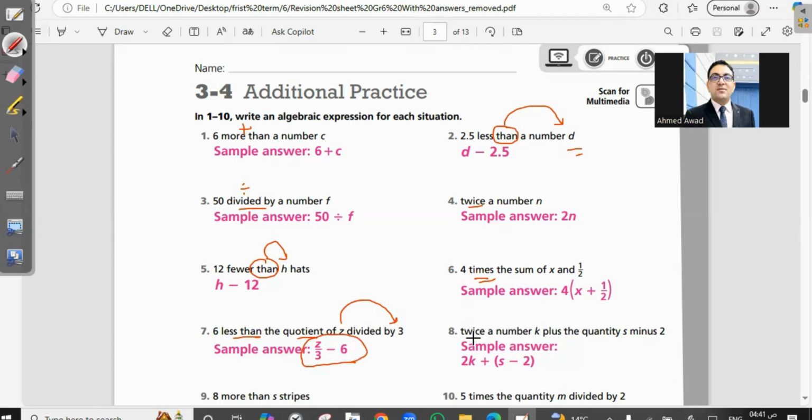Now number 8, twice a number k plus the quantity s minus 2. So twice means multiply by 2. So twice k means 2k, plus the quantity, which means put it in brackets, s minus 2. So it's going to be 2k plus s minus what? Minus 2.